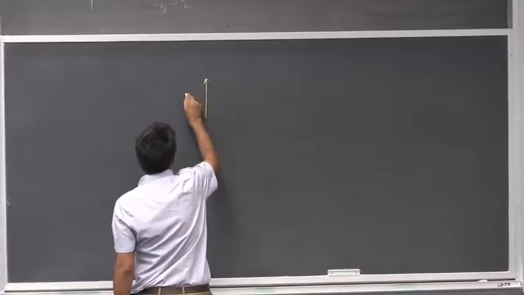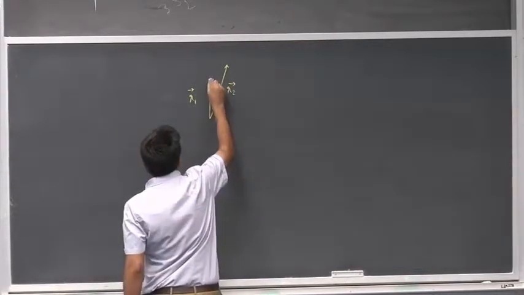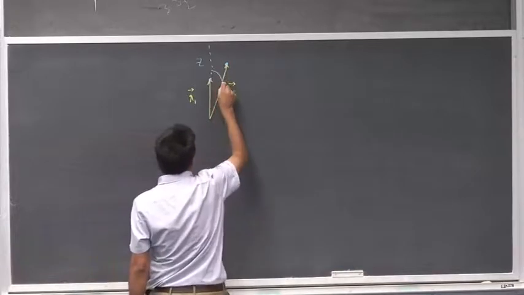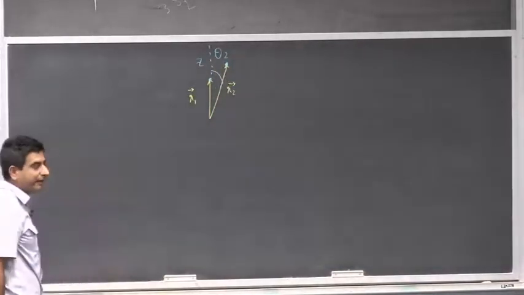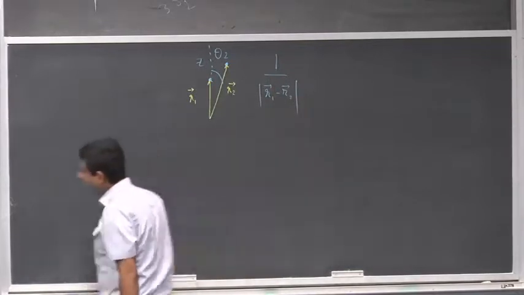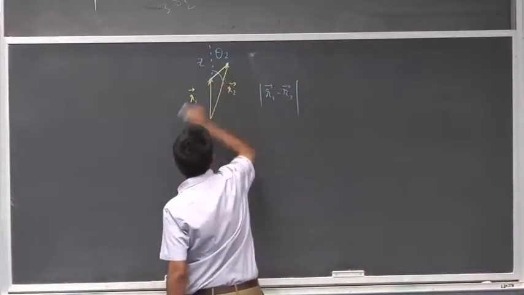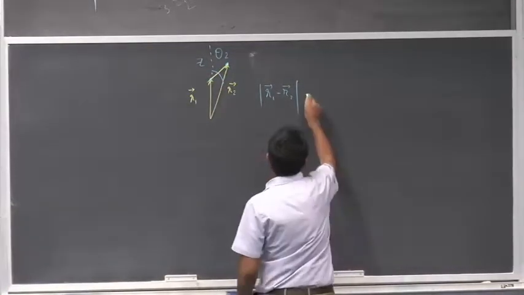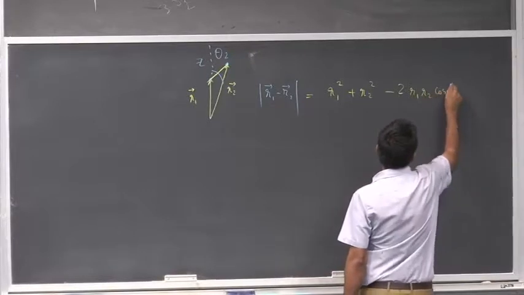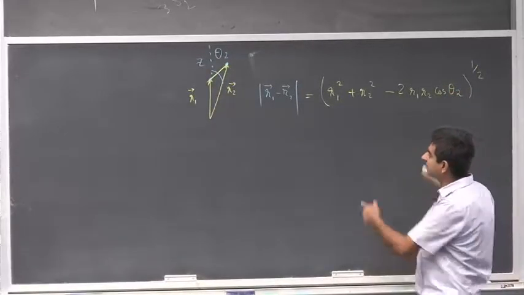So suppose this is position vector r1, this is position vector r2, and you have the two electrons over here. And without loss of generality, assume that this is your z-axis. So your angle theta 2 is this angle. Okay? So if I talk about 1 over |r1 minus r2|, the term |r1 minus r2| is just the length of this side of the triangle. And this is given by (r1 squared plus r2 squared minus 2 r1 r2 cosine theta 2) to the power half, from the cosine rule. So this term you can put in here.